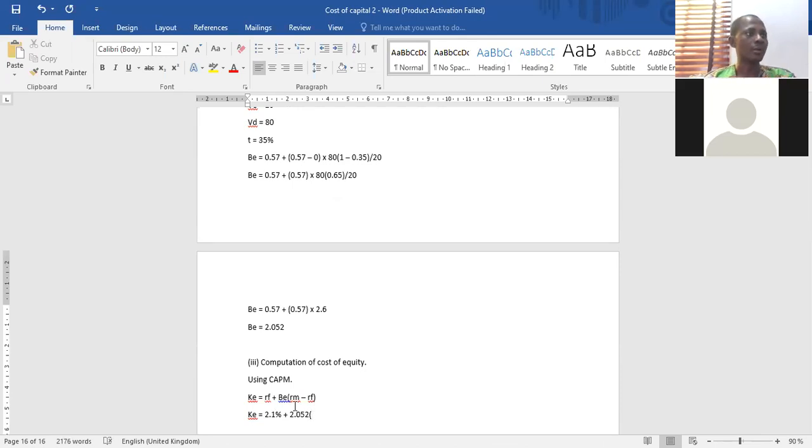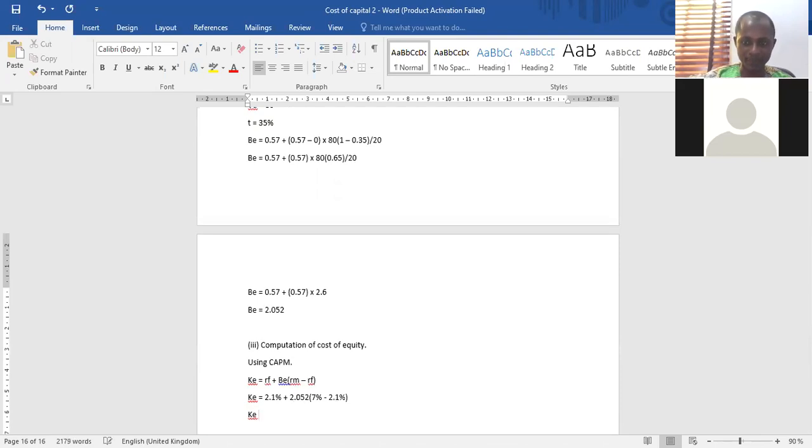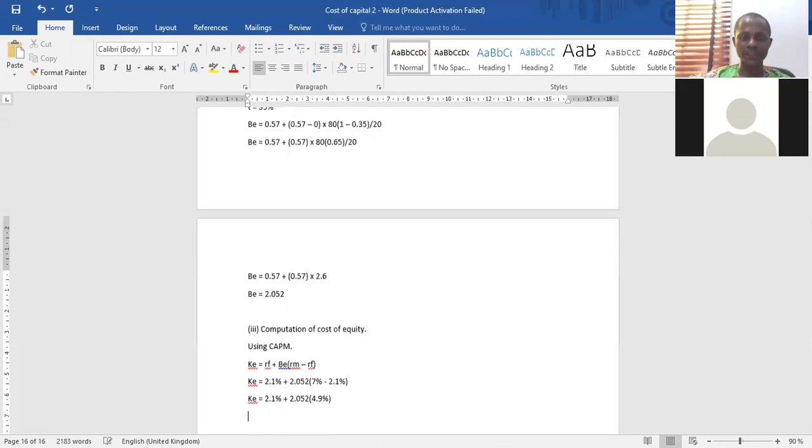What's our market return? Our market return is the expected return on the S&P 500 index, which is 7%. So 7% minus 2.1%. This will give you my cost of equity. Cost of equity is equal to 2.1% plus 2.052 into bracket. I think this should be 4.9%, right? Yeah, 4.9%. So let's compute this.